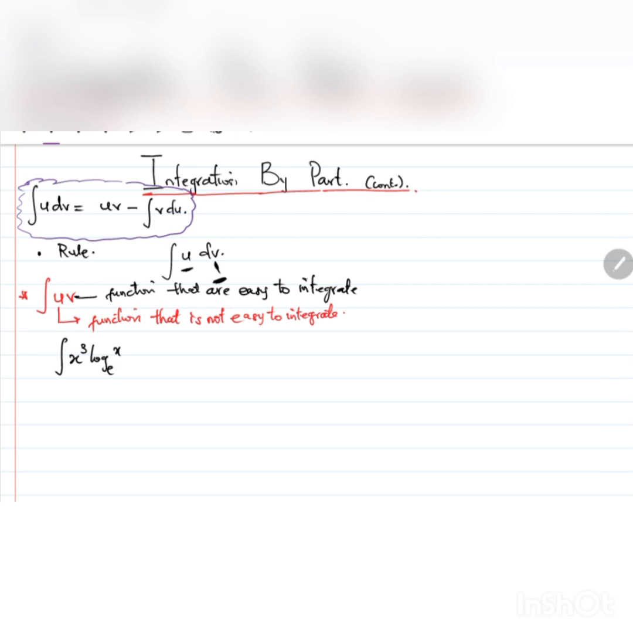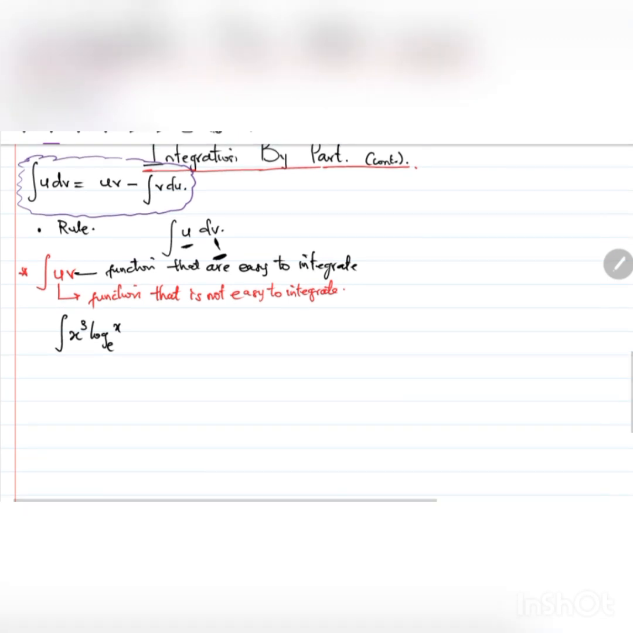Here is an example, when you have a question like the integral of x cubed log x to the base exponential. Now you want to integrate this using integration by parts. From the look of the question, x cubed is very easy to integrate. If you integrate x cubed, that will give us x raised to power 4 over 4. At the same time, it's very easy to differentiate. If you differentiate it, that will give us 3x squared.